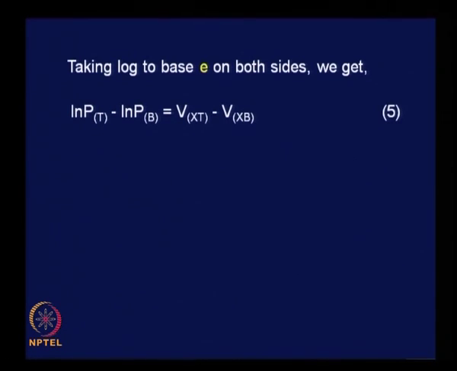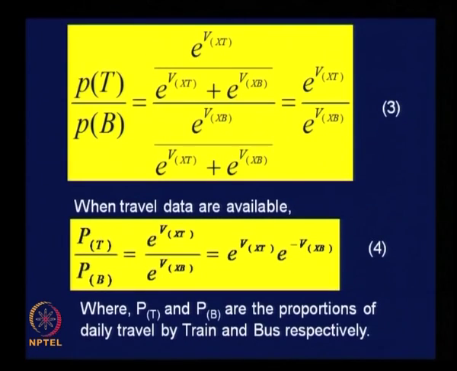How do we get this result? Pt was in numerator, so we write ln of Pt, and Pb was in denominator with negative sign, so we get minus ln of Pb. That clear? On the right hand side we had e power Vxt minus e power Vxb. You may recall that is the equation we had.